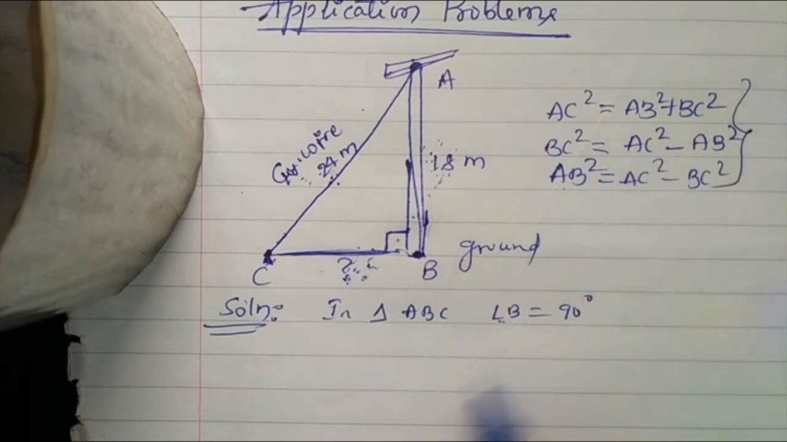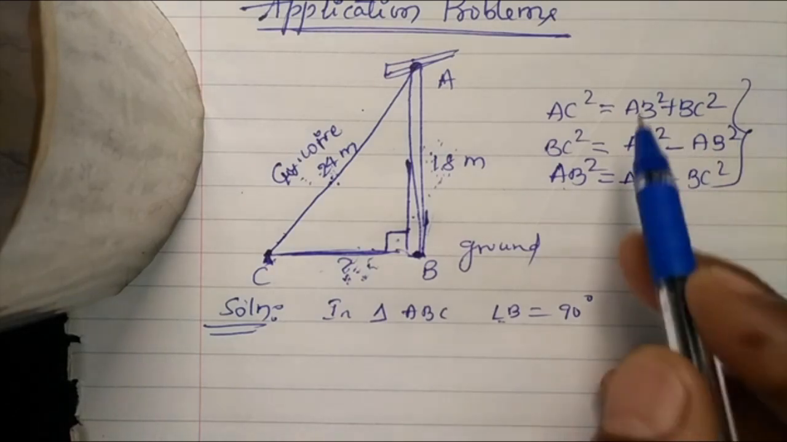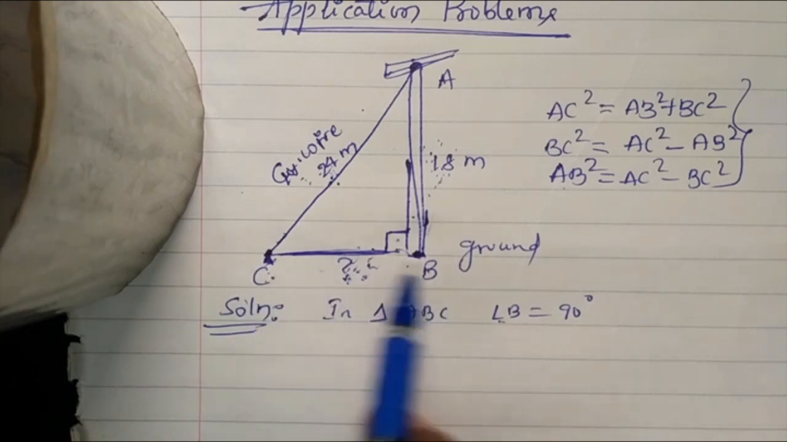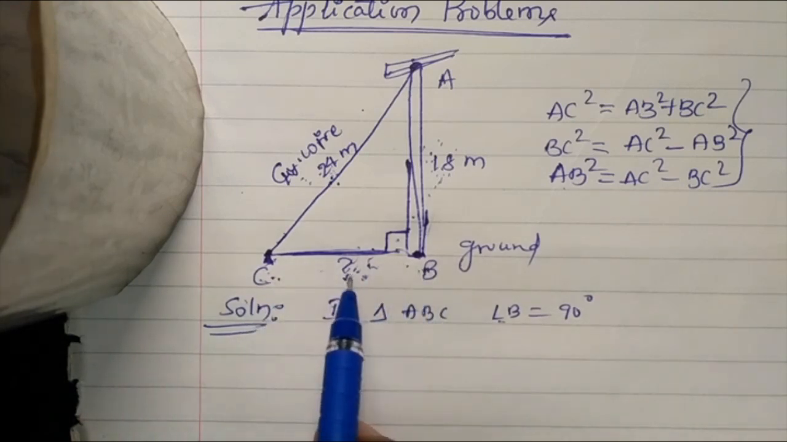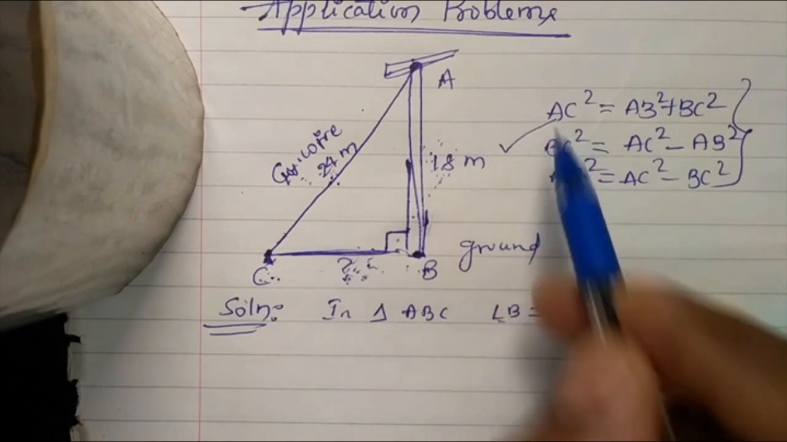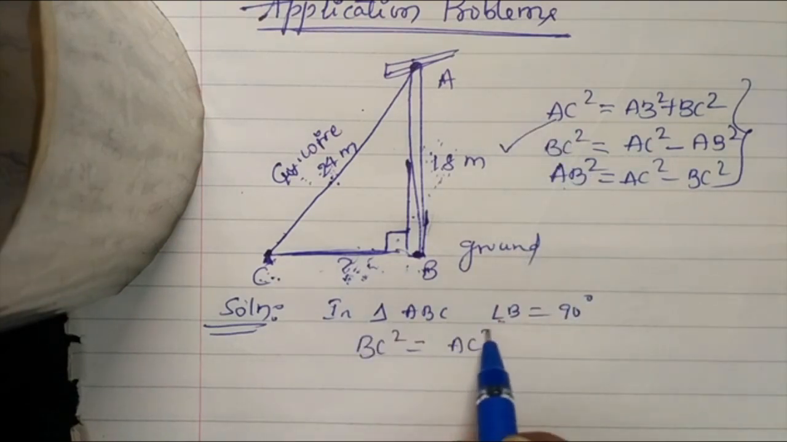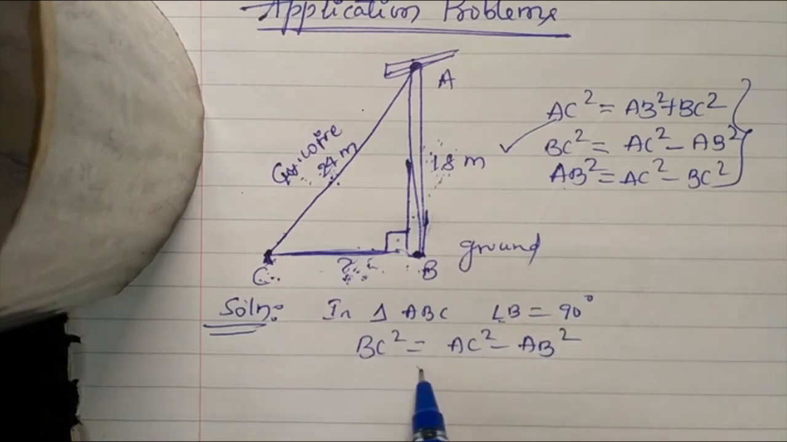So in these three ways we write the Pythagoras theorem equation. In these three equations, which is required for us? BC square is the required one, right? BC square is the unknown that is to be found out. So select this equation: BC square is equal to AC square minus AB square. If you write this, then go for the substitution. What is AC? AC is 24 square.